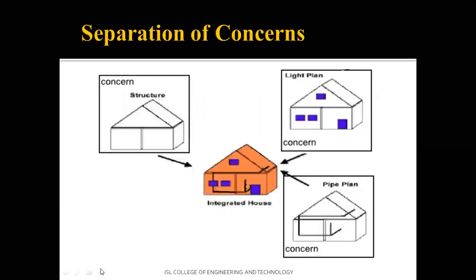Let's take a simple example. Suppose a house is to be developed. The different concerns within a particular home can be, first, the structure. What is to be the structure of the home? What is the lighting plan? What is the pipeline? For developing the structure, you're going to develop it completely differently. For the lighting plan, you are going to make a completely different plan. Then for the pipeline, you're going to take a completely different plan. After that, considering all of these plans, you're going to embed them within the house. That is your complete home.